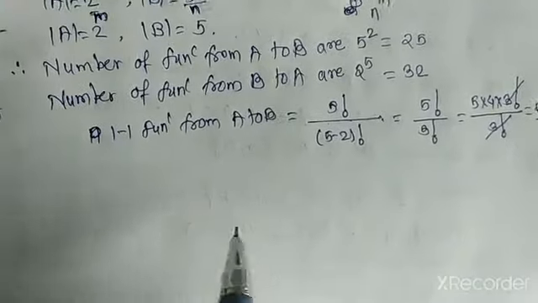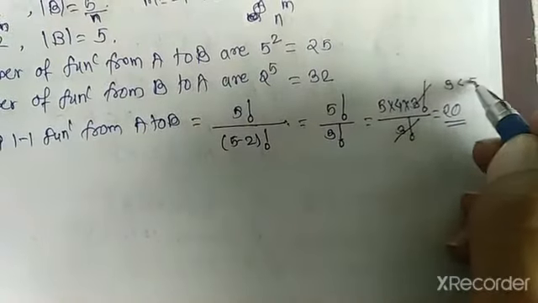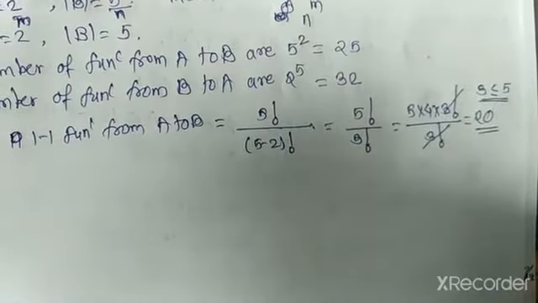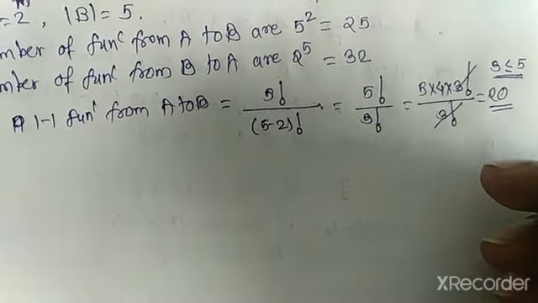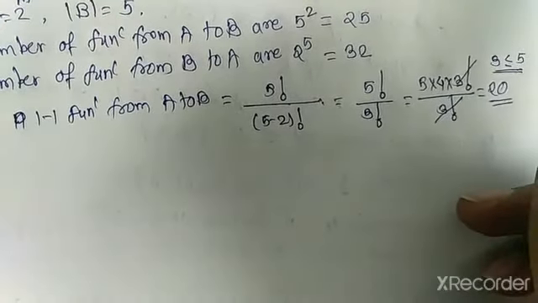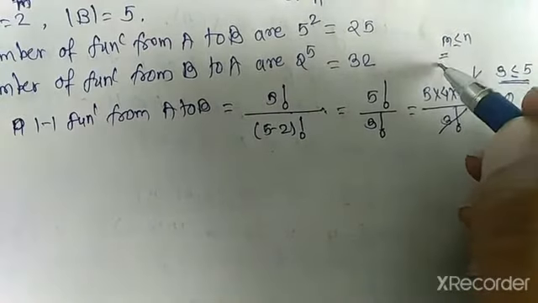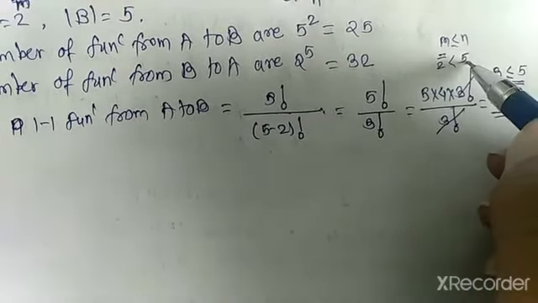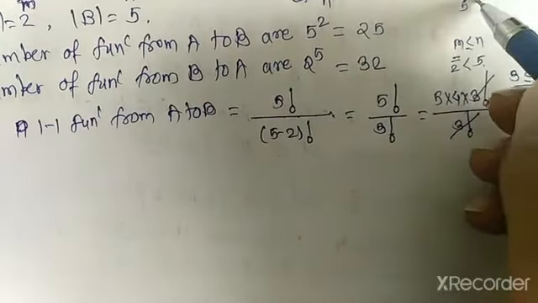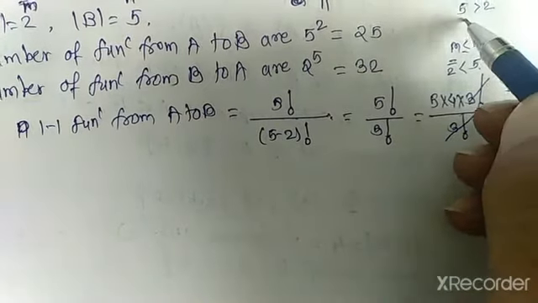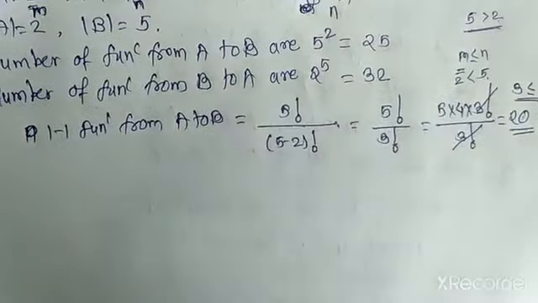We have to note the condition m less than or equal to n. Here m is 2 and n is 5, so 2 is less than 5, so you can find one-one functions from A to B. For B to A it will be 5 greater than 2, so you can't find a one-one function from B to A here.